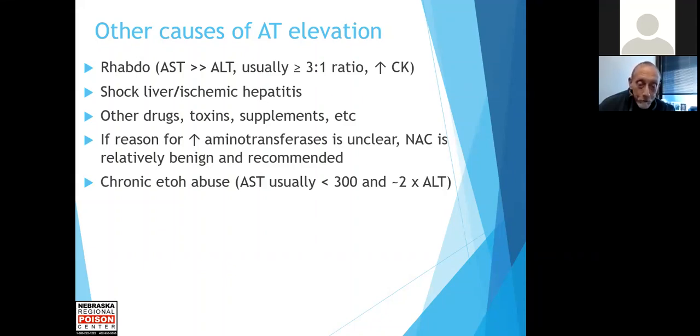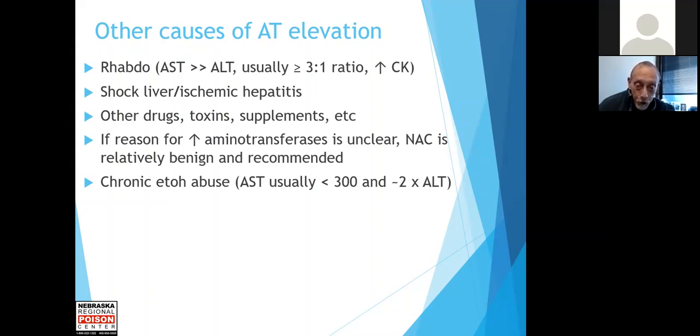That person probably should be started on acetylcysteine, on treatment. Of course, it could be some other drug, but acetaminophen is by far the most common. If it's unclear, acetylcysteine, the treatment is relatively benign.